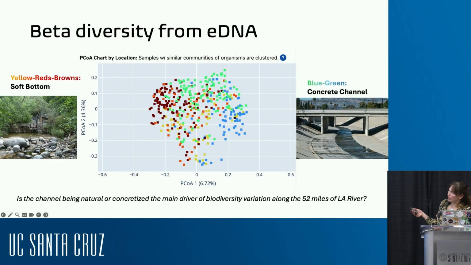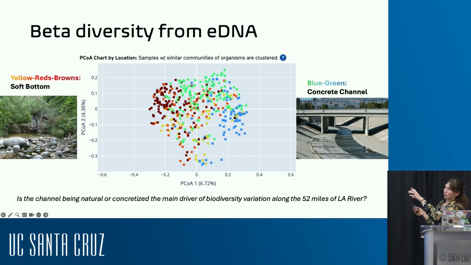There's about 450 in total, and the blue-green ones are concrete channel, the really urban part of the LA River, and then the soft bottom ones are the yellow to brown, and you should be able to see them partition out, but we don't know if this is the only driver of biodiversity variation along the LA River. So there might be other things as well that are contributing to these patterns.